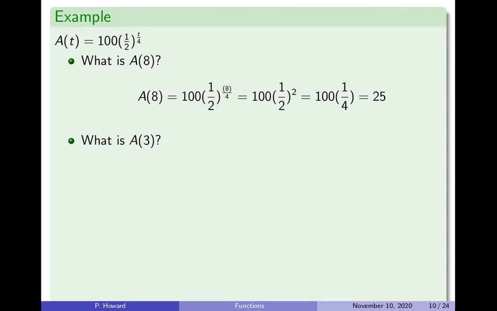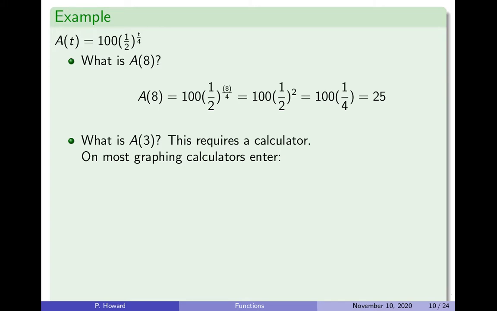Let's try a t of 3. So now we are replacing t by 3 in parentheses, and to get a decimal answer, this will require a calculator, either a handheld graphing calculator or Desmos, possibly some kind of technology. So on most graphing calculators, you would simply enter 100 times, and then 1/2 in parentheses, raised to the power, and then the exponent 3/4 in parentheses.